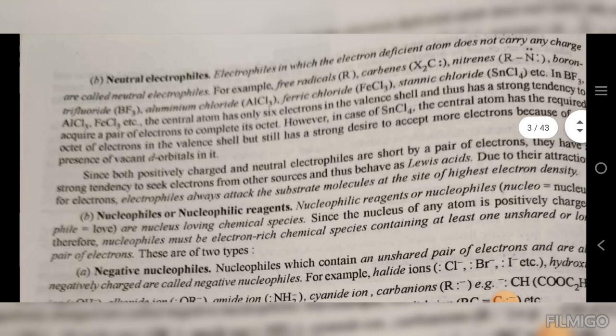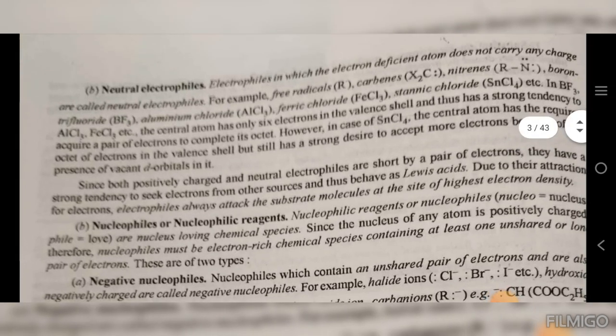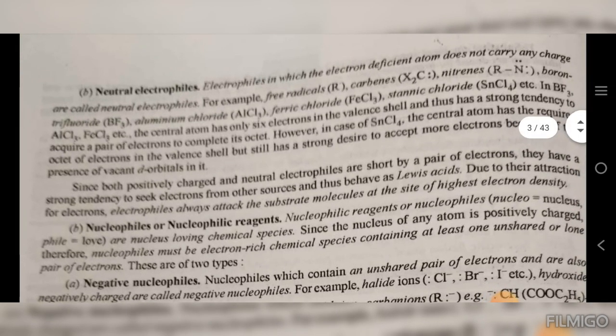Neutral electrophiles. Electrophiles in which the electron deficient atom does not carry any charge are called neutral electrophiles. For example, free radicals, carbenes (X2C), nitrenes, boron trifluoride BF3, aluminium chloride AlCl3, ferric chloride FeCl3, stannic chloride SnCl4, etc.